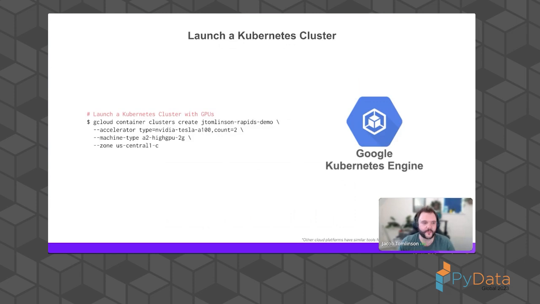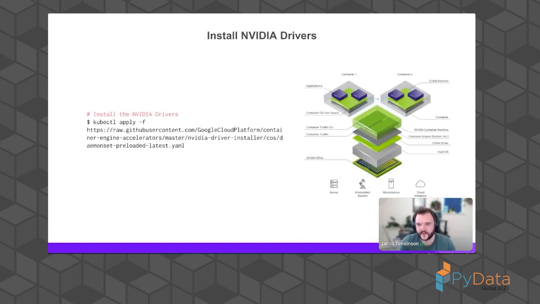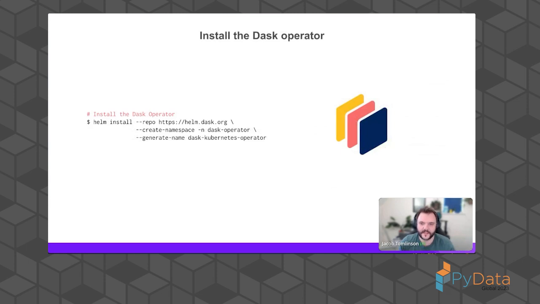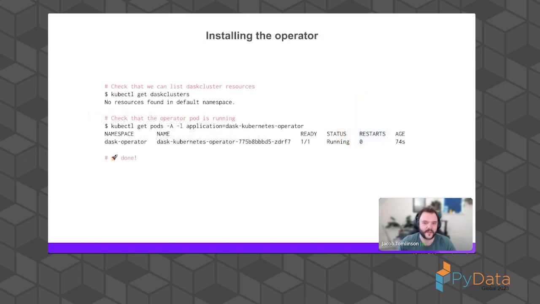So just to illustrate, we can do this quite quickly. Say I'm going to choose Google Cloud for my Kubernetes cluster. I can run one command that will create a Kubernetes cluster with some GPUs. All the other clouds have a rough equivalent of this. I'm then going to install the NVIDIA plugins so that the Kubernetes cluster is aware of the GPUs. I can then install the Dask operator, which makes the Kubernetes cluster aware of Dask as a concept and able to create Dask clusters. And then we can list our Dask clusters and create them.